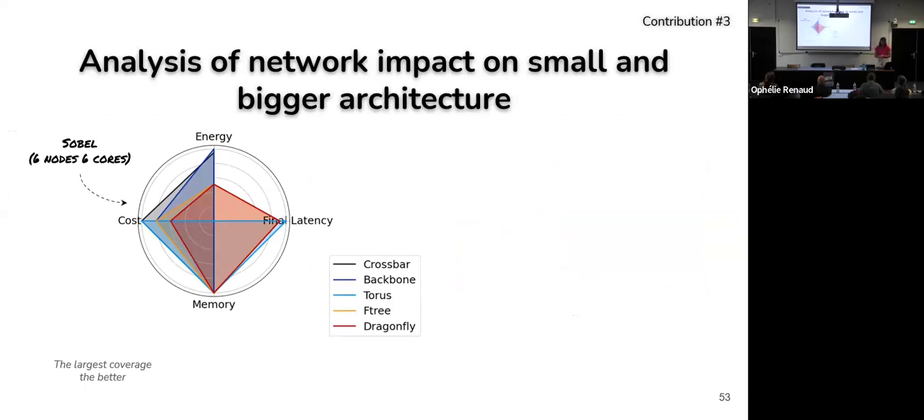And here, to analyze the impact of the network, we compare a radar chart representing the cost, energy, final latency, and memory, deploying the DSP application on crossbar, backbone, Torus, fat-tree, and Dragonfly. The larger the coverage, the better. And here, for designing a small application, the best latency is obtained with a Torus cluster, given that the small application has a regular pattern of communication, but the best compromise is obtained with a fat-tree cluster.